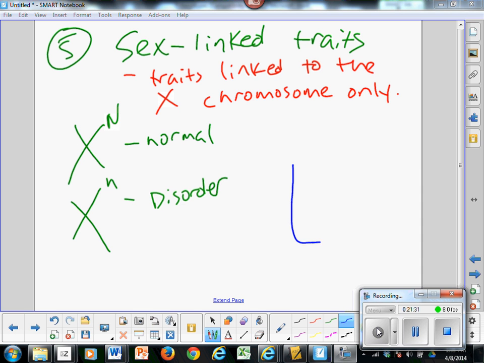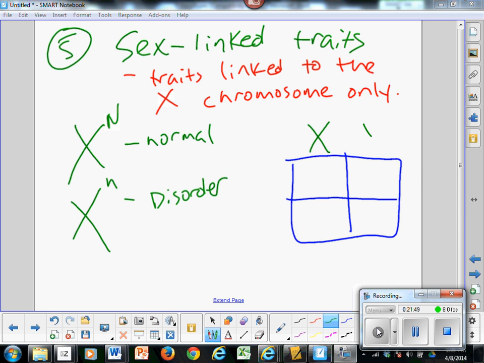So let's say we have a mother who is homozygous normal, marries a colorblind male. Can they have colorblind children? Let's take a look. A female, she is homozygous normal. So what are her homozygous normal? X big N's. Now you have a male, XY, that is colorblind. So what is his X? It's little n.